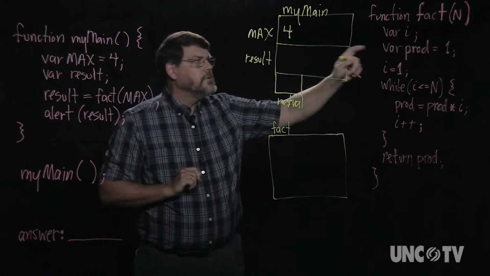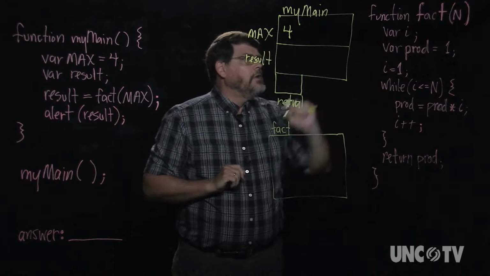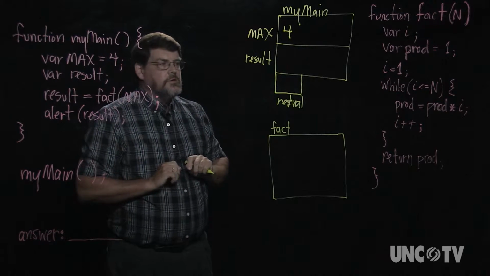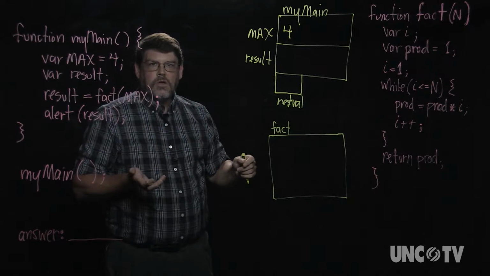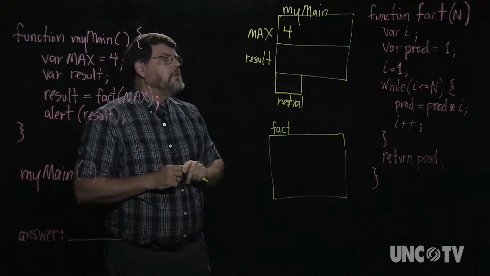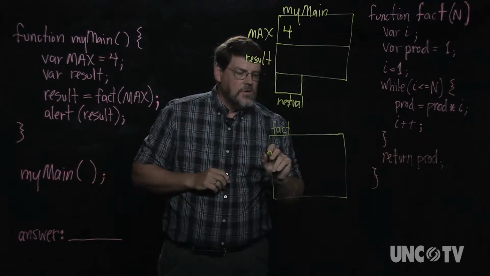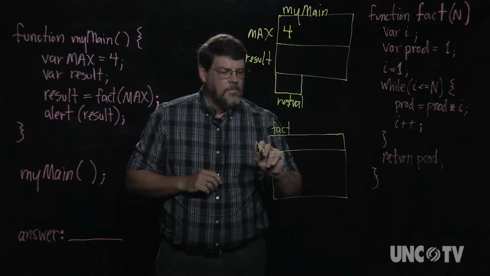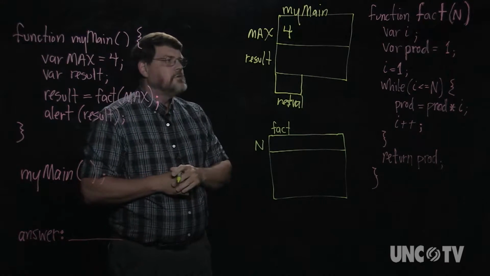Where are the variables created? Well, we have to remember that n is a variable. It's a special kind of variable. We've called it a parameter of the function, but it's still a variable, and it still has to have space in the memory map so that its value can be stored.